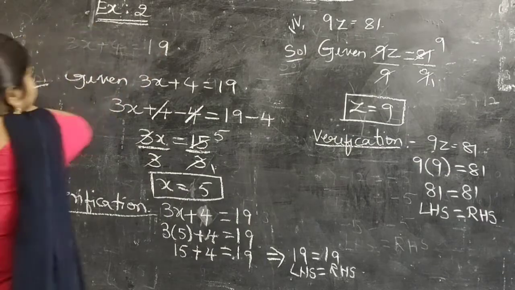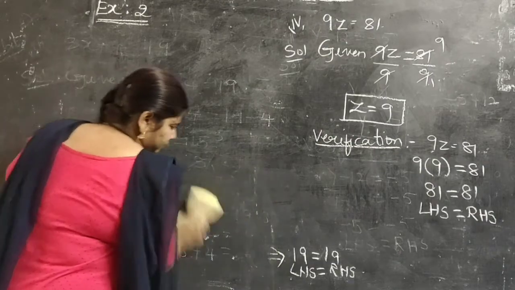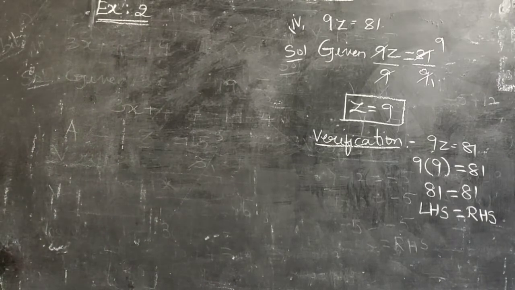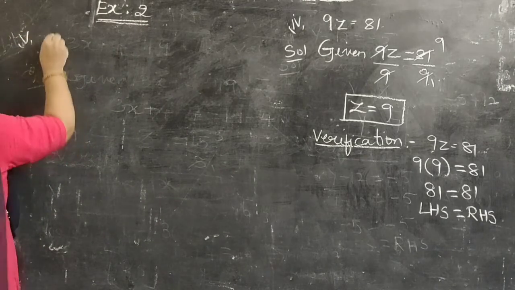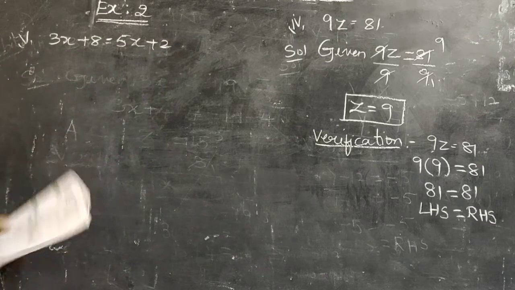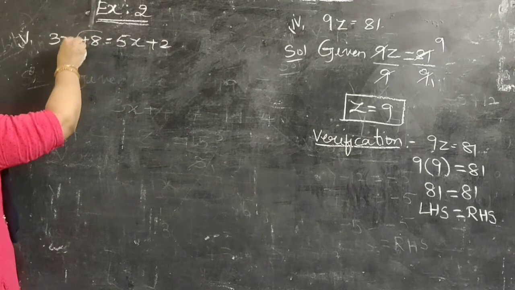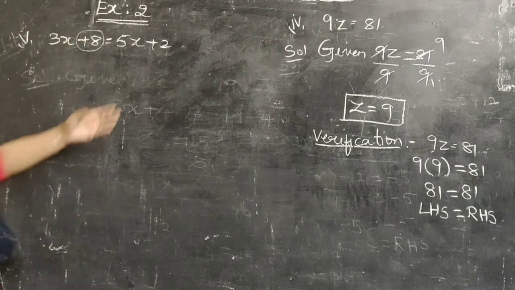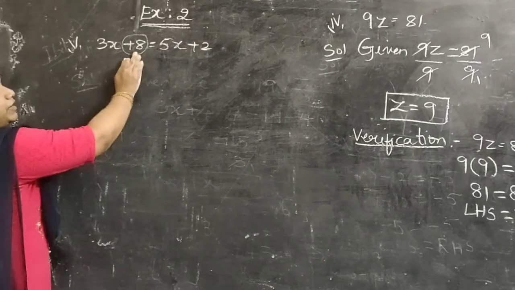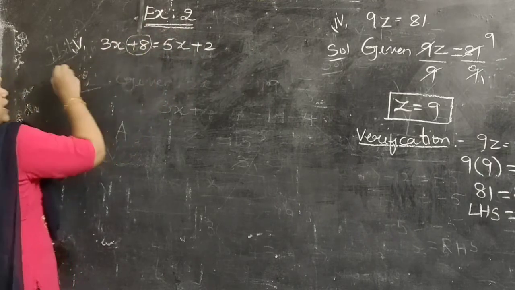Next is fifth one. 3x plus 8 is equal to 5x plus 2. In this also we have to find the x value. So how to find the x value? First see the LHS part here. First we will eliminate this plus 8, or you can also eliminate this plus 2. I am eliminating plus 8. If you want to eliminate this plus 8, we have to use the opposite number. What is that? Minus 8. Minus 8 we have to add on both sides.